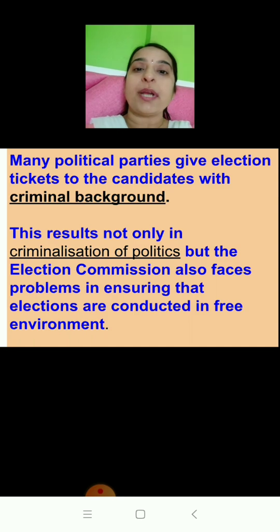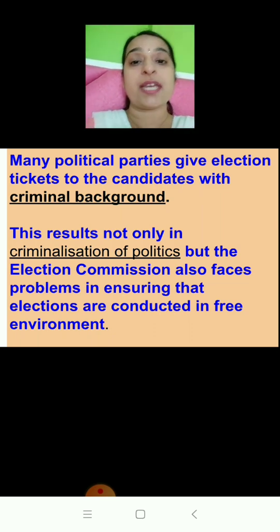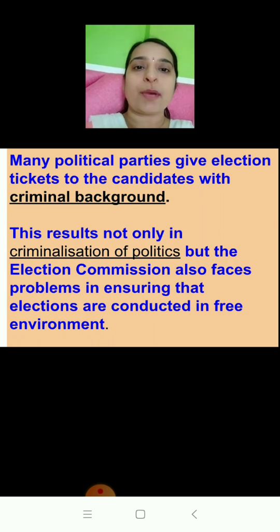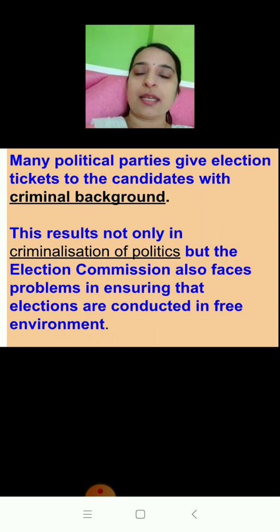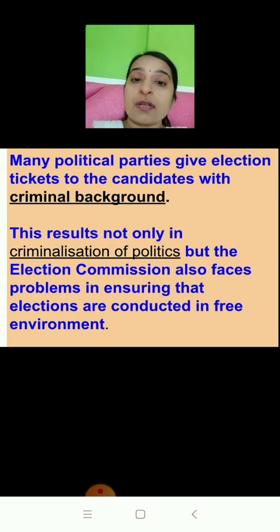Now, many political parties give election tickets to candidates with a criminal background. This is also one of the challenges being faced, children. Political parties elect one person and that person contests the election. But if that person has a criminal background, that is also one of the problems being faced. This results not only in criminalization of politics, but the Election Commission also faces problems in ensuring that elections are conducted in a free and fair environment.